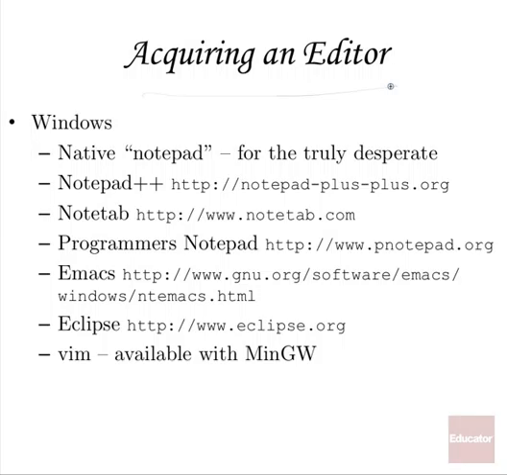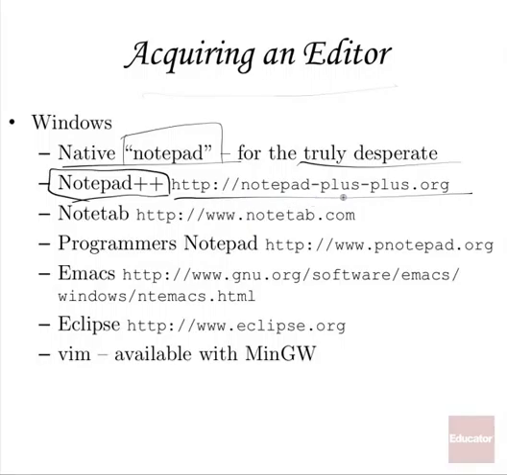Now, if you don't have an IDE, or if you can't use an IDE for whatever reason, there are various editors you can get. On Windows, there's Notepad, but Notepad has problems. You don't want to use Notepad. There's Notepad++, which is available for free. There's their website, notepad-plus-plus.org. There's something called NoteTab. There's their website. I prefer Programmer's Notepad for no particular reason. It's just one that I happen to use. It's pnotepad.org.